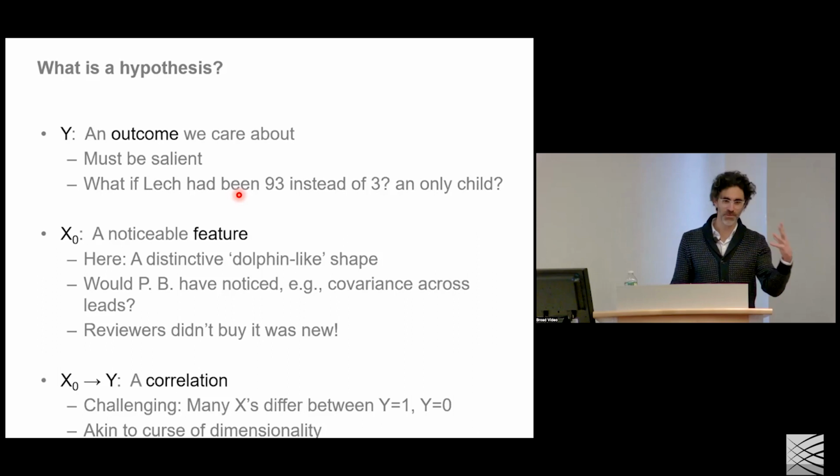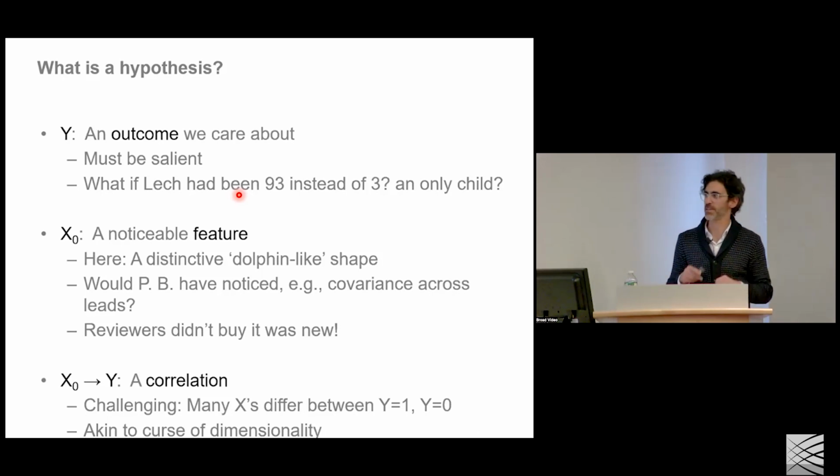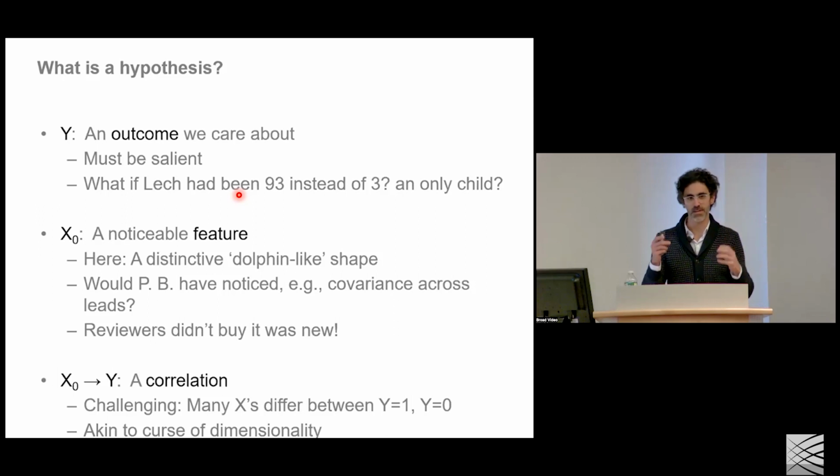And then the last thing, which is the most obvious, is a correlation. The X and the Y have to be correlated, but establishing that correlation is really hard because, in a high dimensional setting, lots of things are going to be different between someone who dies and someone who doesn't. So establishing which one is important, which one is worth pursuing, is really hard. It's a kind of curse of dimensionality.